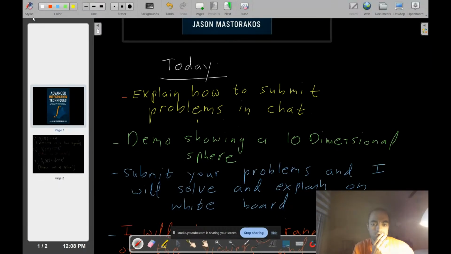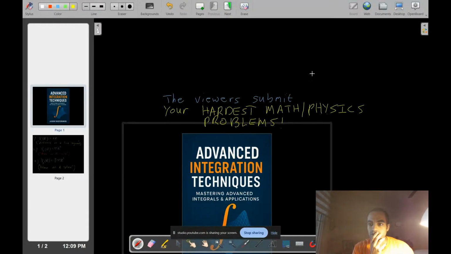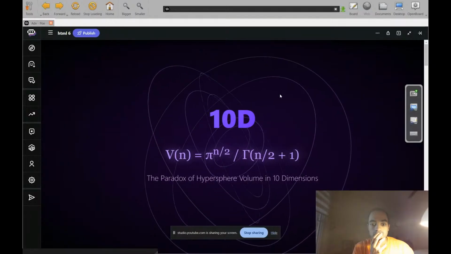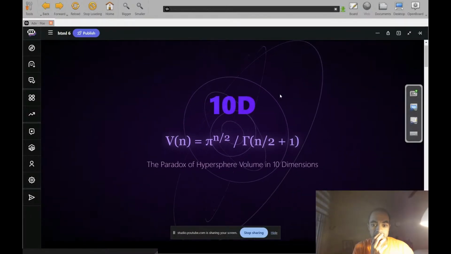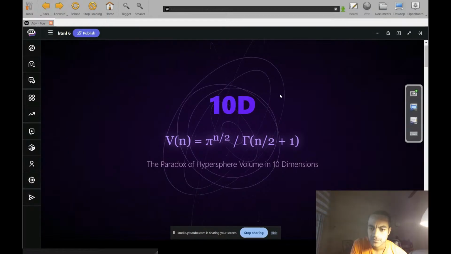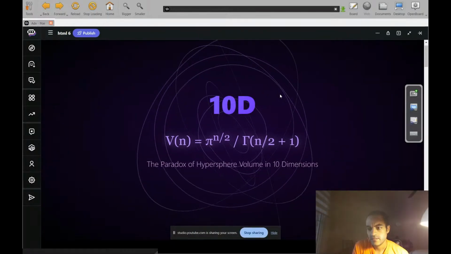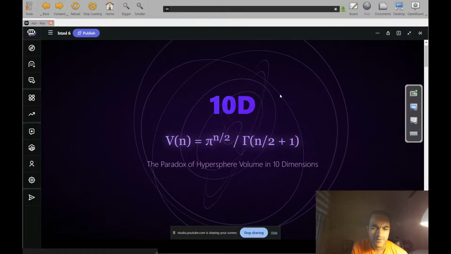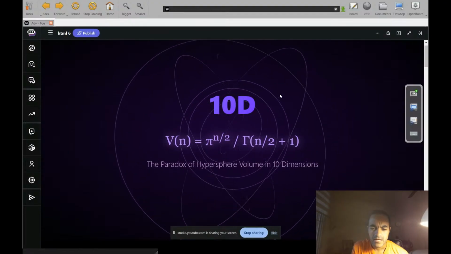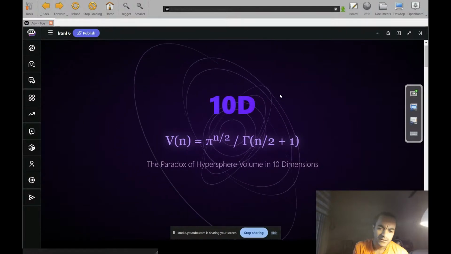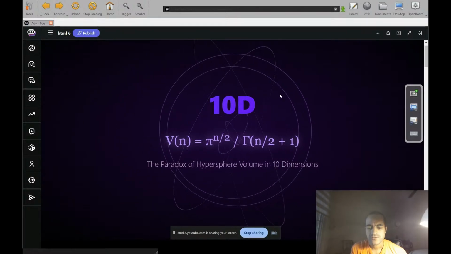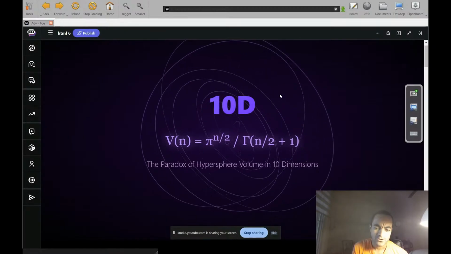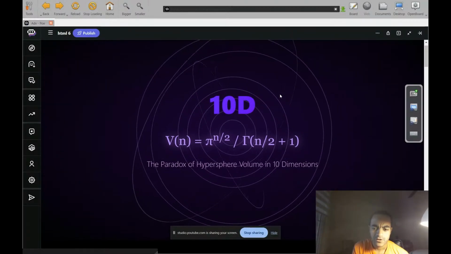Okay, let's go back to the whiteboard. I want to show you something very interesting that you may find handy. We're going to be looking at this simulation. I created a computer simulation of a hypersphere. Why am I talking about a hypersphere here? There's a specific problem from my book which I thought was interesting to bring up, and that's calculating the volume: how to calculate the volume of a hypersphere.